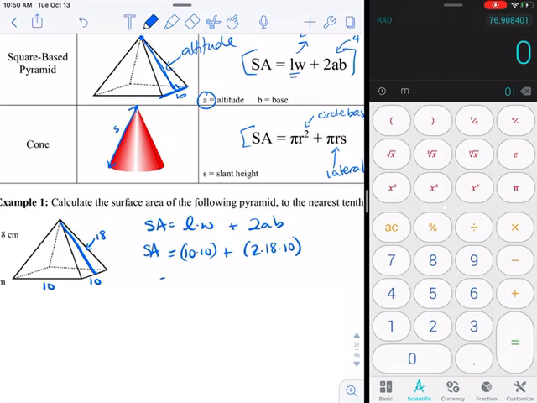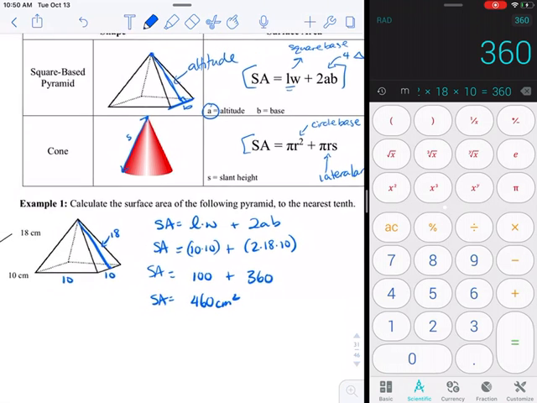All right, so let's punch that in. So 10 times 10, that part's 100. And then 2 times 18 times 10, that gives us 360. So in total, we have 460 centimeters squared.